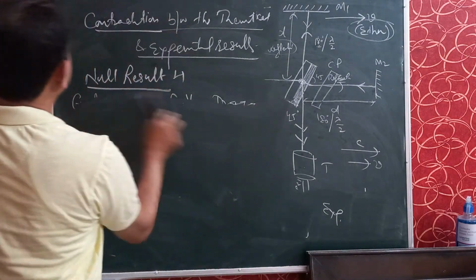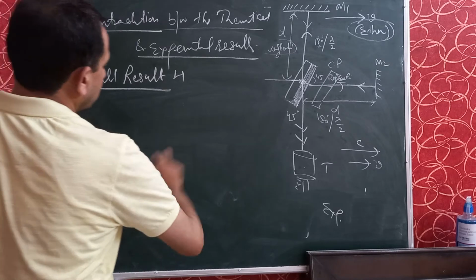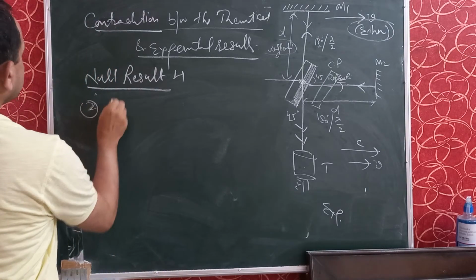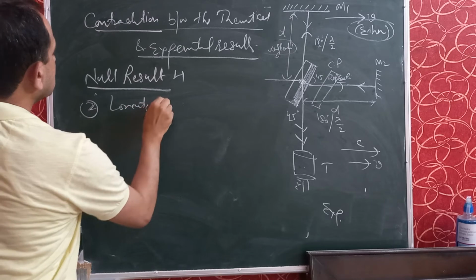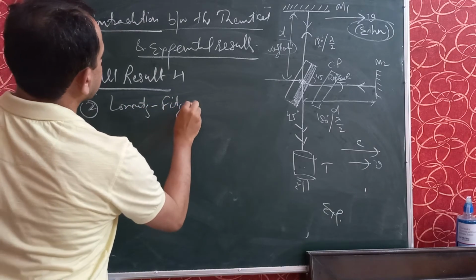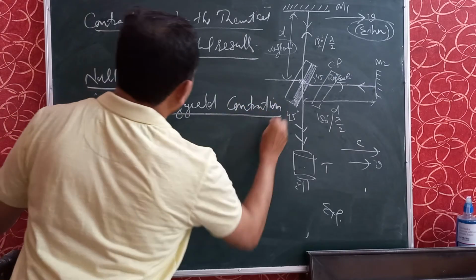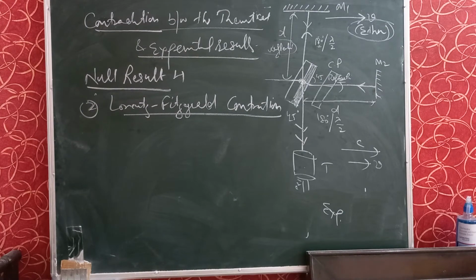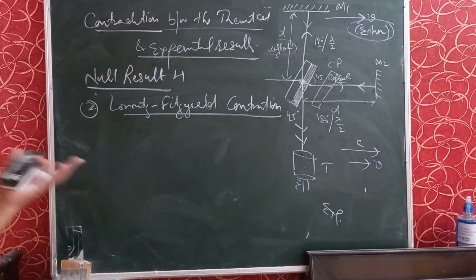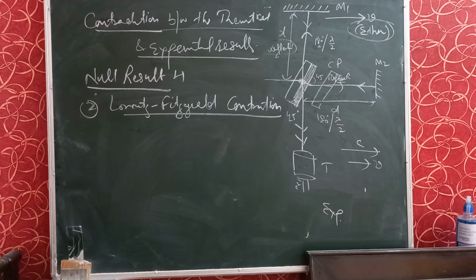The second explanation for null result is Lorentz-Fitzgerald contraction, LF contraction. What is contraction? This contraction is the relativity effect of length. As you studied in the previous book, mechanics, the length appears shortened when it is in relative motion to the other object.